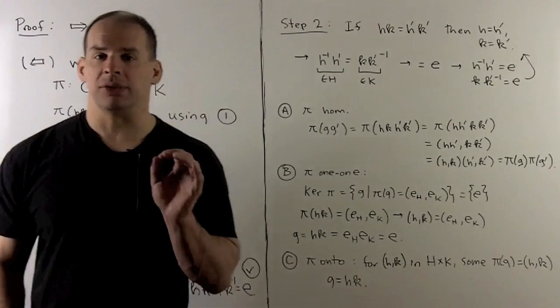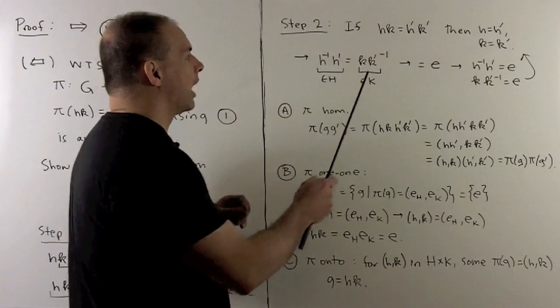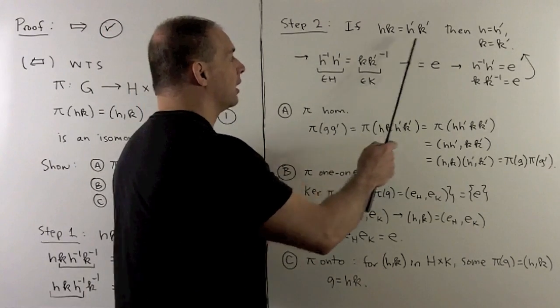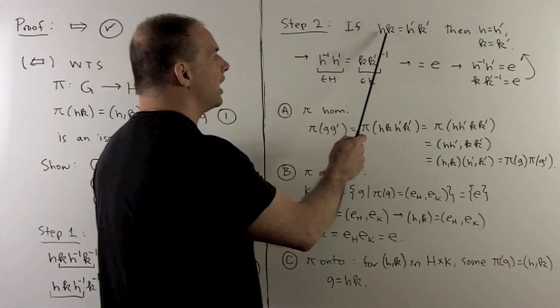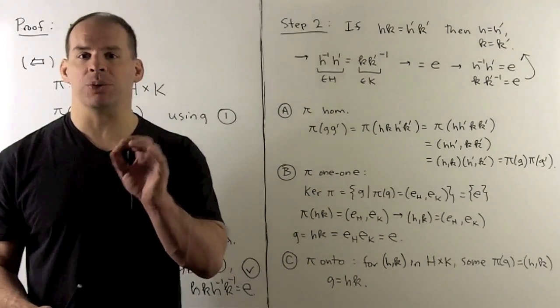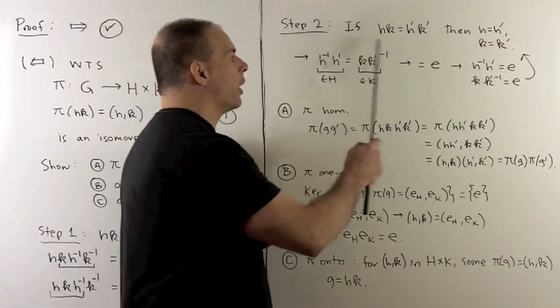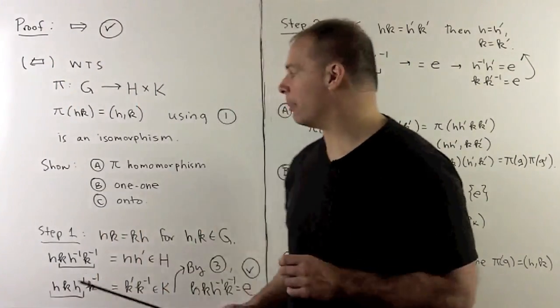Now, to get the well-defined property, I want to show that our decomposition is unique. So if we have HK equal to H prime K prime, we'll have to have H equals H prime, K equals K prime. Then there's going to be no ambiguity when we define our map pi.